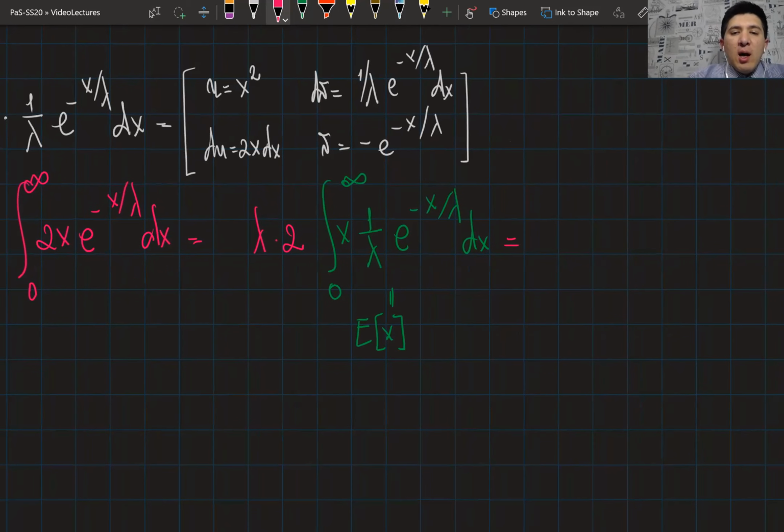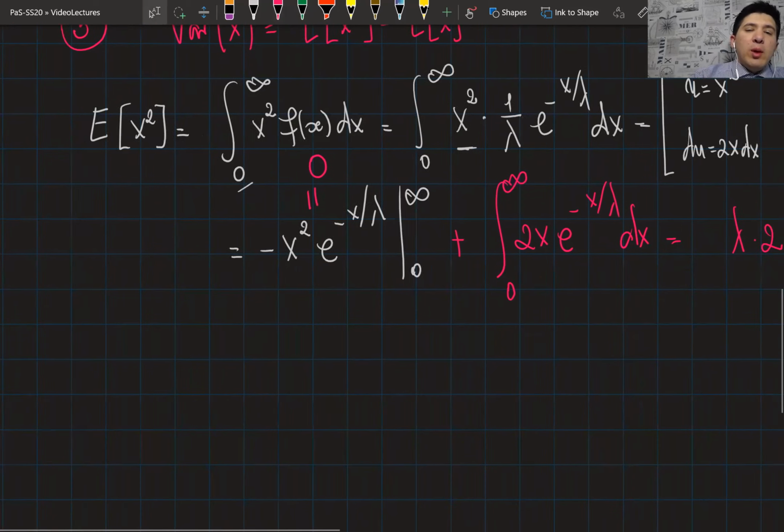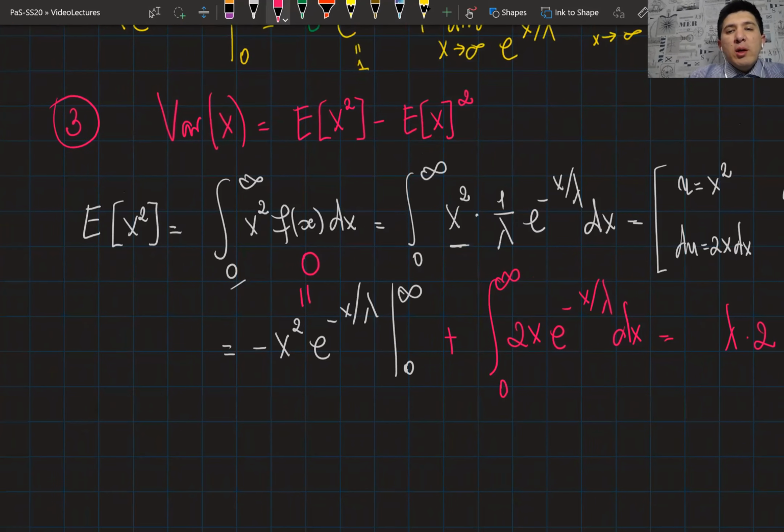We've just calculated this: it's lambda multiplied by 2 times lambda, or 2 lambda squared. So now we know E of x squared is 2 lambda squared. Minus E of x, which is also lambda, squared, so lambda squared. This gives lambda squared.